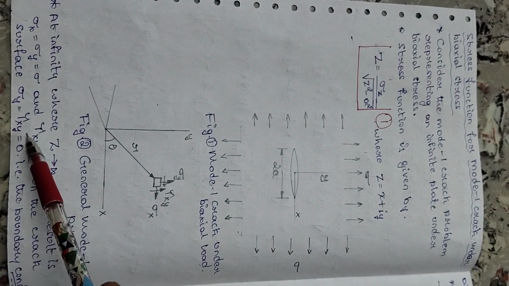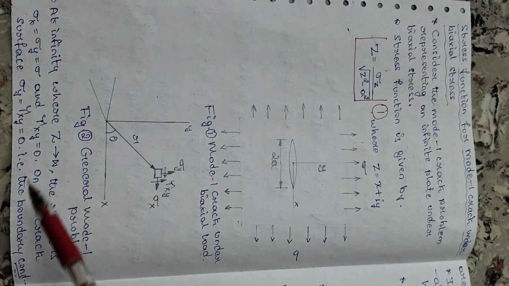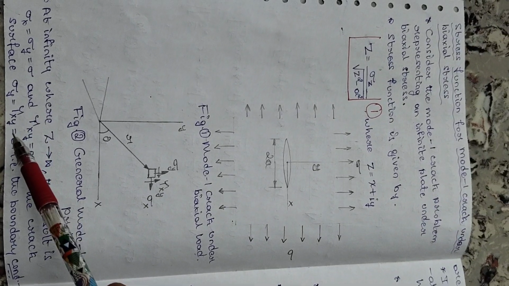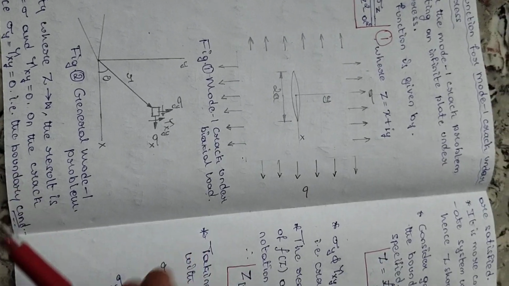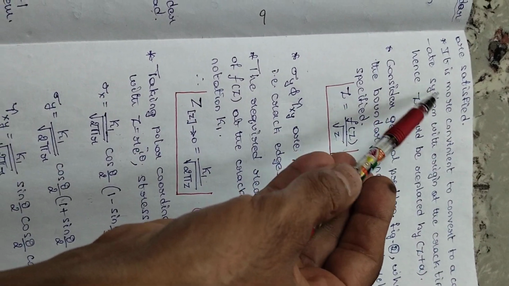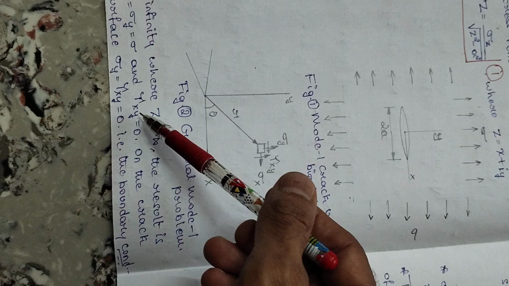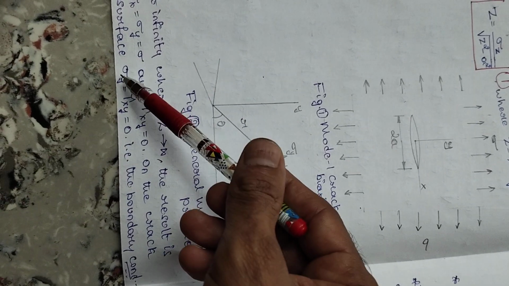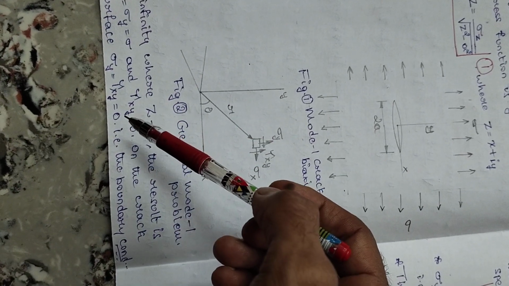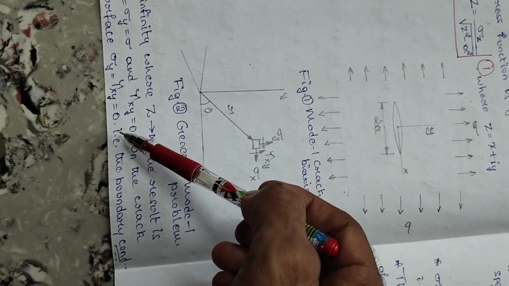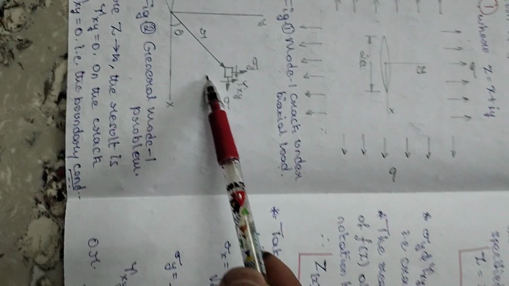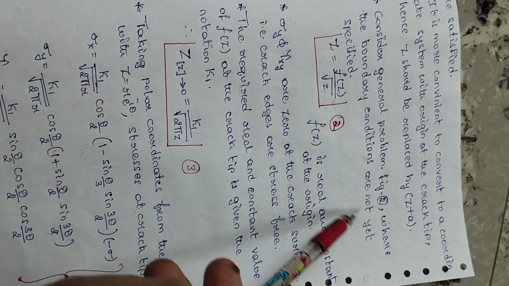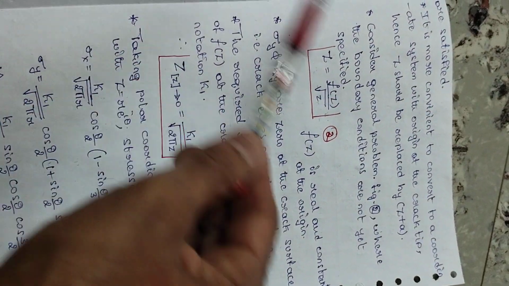On the crack surface, sigma y and tau xy are equal to 0. That is, the boundary conditions are satisfied. So if tau xy and sigma y are 0, then it will satisfy the boundary condition. Why? Consider the general problem in figure 2 here. In this general problem the boundary conditions are not yet specified, that is why this occurs.